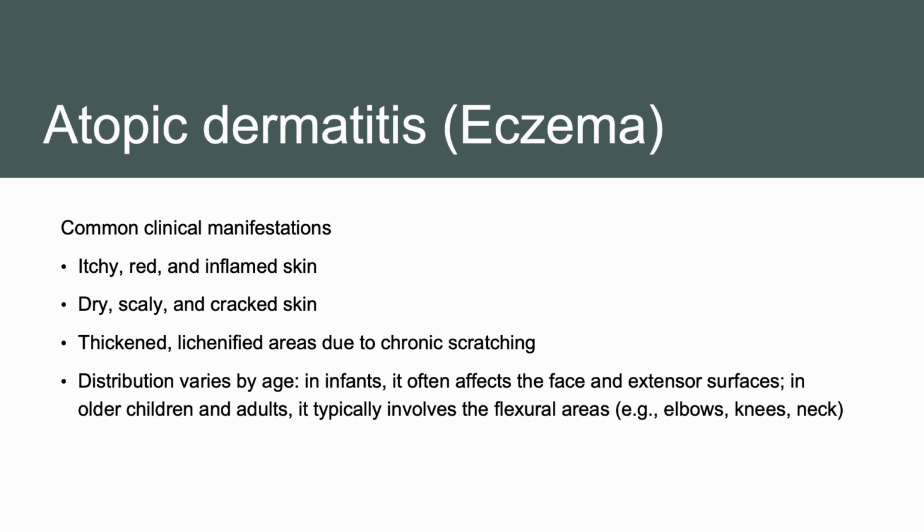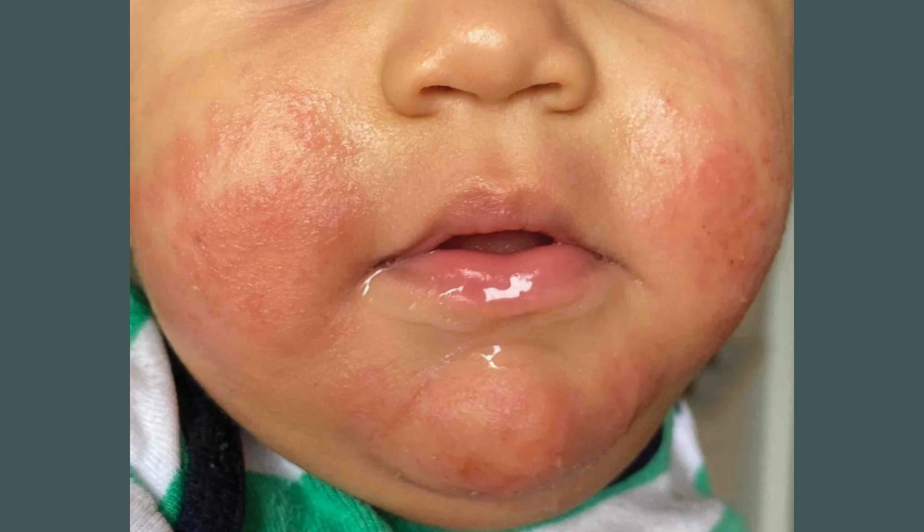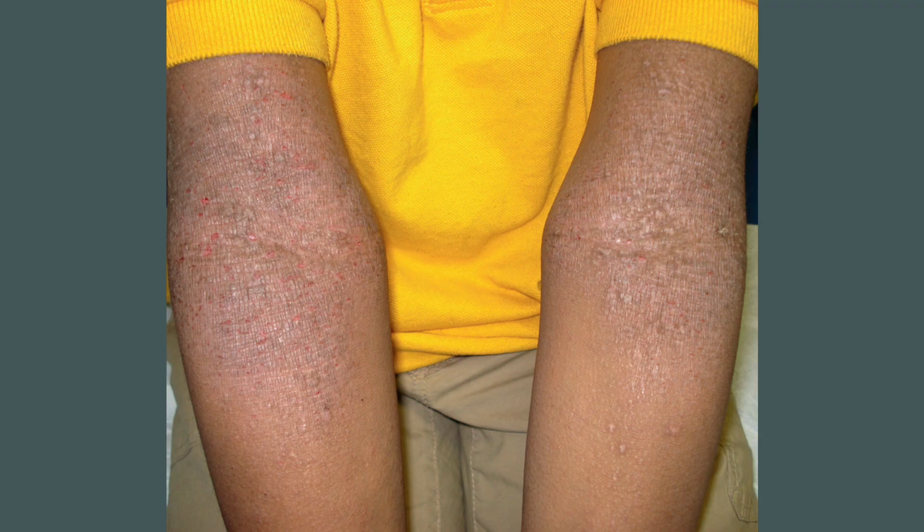Here you can see the common clinical manifestations. I think it's important to mention that the distribution varies by age. In infants, it affects the face and extensor surfaces, and then in older children and adults, it typically involves the flexural areas, such as the antecubital fossa and the popliteal fossae, and the neck. Here's an infant with atopic dermatitis, and then an older child showing the flexural involvement.